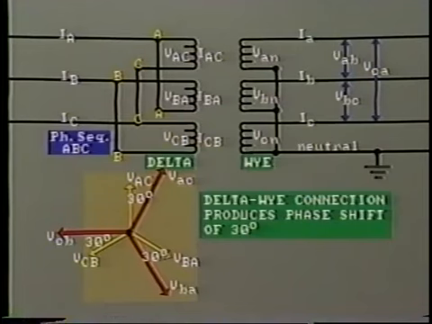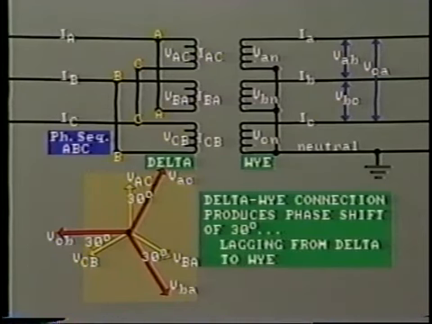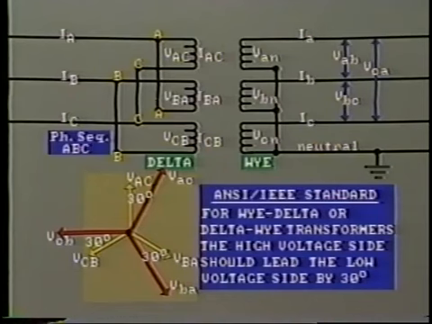This is an important conclusion. This delta Y connection produces a phase shift of 30 degrees. Moving from high voltage delta to low voltage Y provides a 30-degree lag, and vice versa. This is, in fact, in accordance with the ANSI-IEEE standard, which states that for Y delta or delta Y transformers, the high voltage side should lead the corresponding low voltage side by 30 degrees.